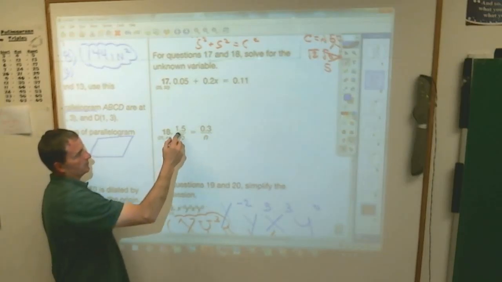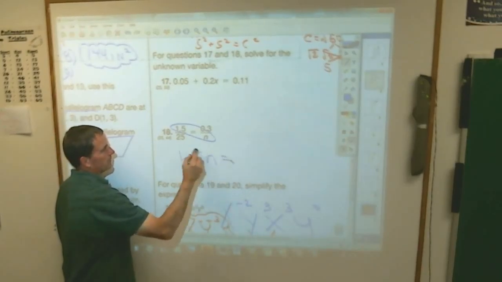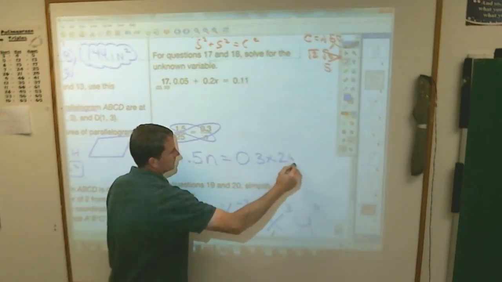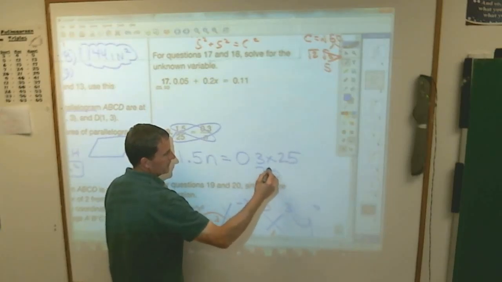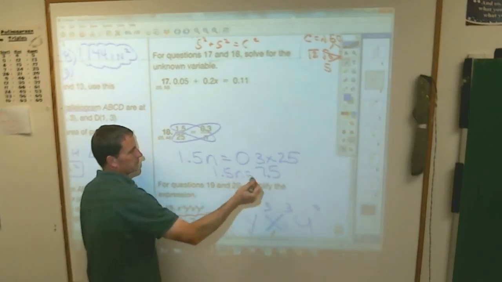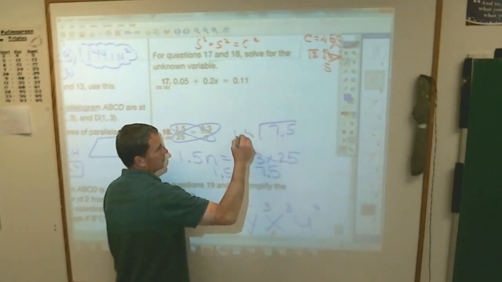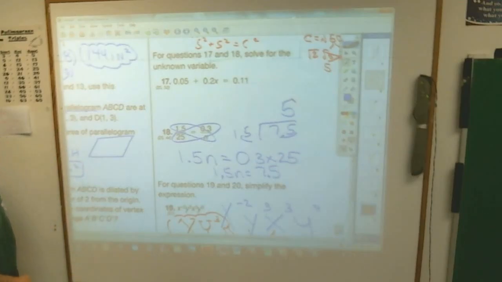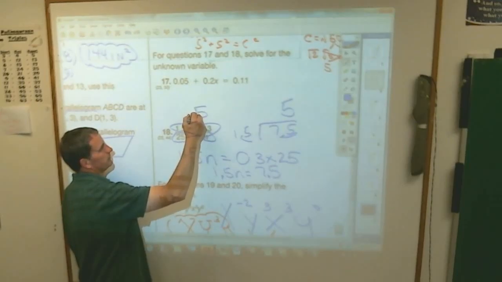Oh, I would cross multiply. I would take this times this, 1.5 times n, multiply this times this, 0.3 times 25. What is 0.3 times 25? Well, 3 times 25 is 75 with 1 decimal point. And then what's going to be your last step? Divide 7.5 by whatever's in front of the n. 1.5. So it's 15 into 75, which is 5. I hope. Yeah? 5.